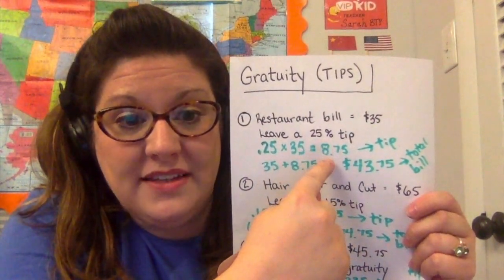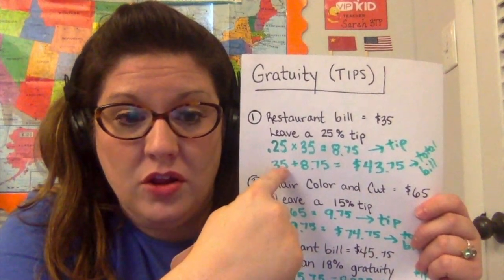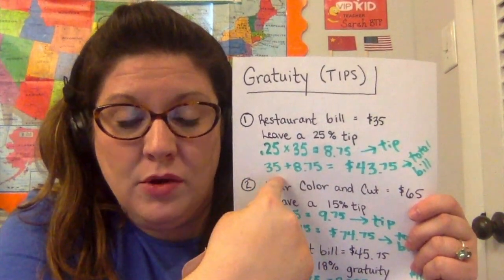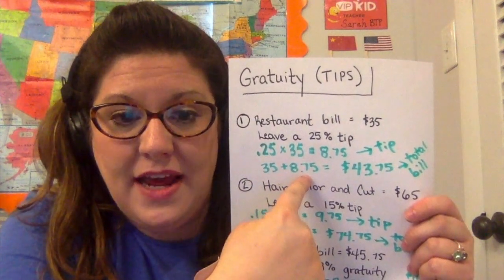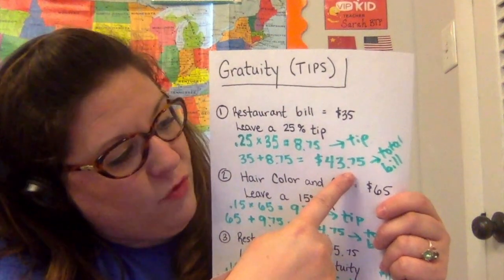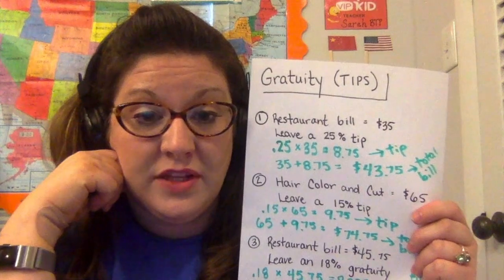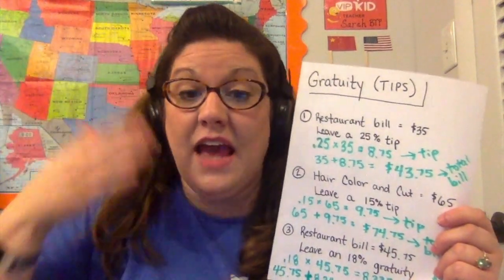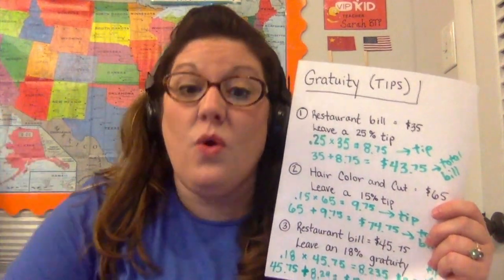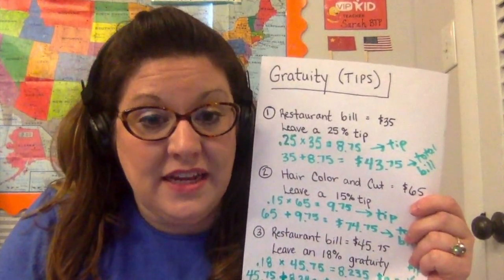So if my tip is $8.75 and my meal was $35, I'm going to add the meal price plus the tip to see that my total bill that I'm going to pay is $43.75. So again, I want you to read the questions really carefully here. Does it ask how much is the tip, or does it ask how much is the total bill? You're going to see questions that will ask it either way.